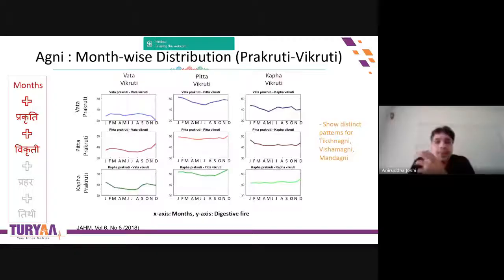In the previous slide, we observed some graphs, but those graphs get split into Mandagni, Tikshnagni, Samagni, and so on. So now we have an even better approach to find out how much the digestion could be of a typical Pitta person, a typical Vata person, but showing Kapha properties today, and so on.